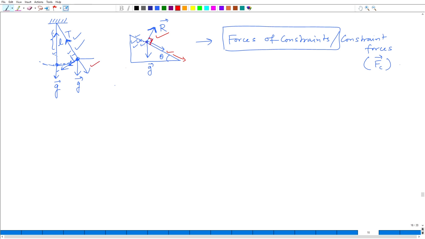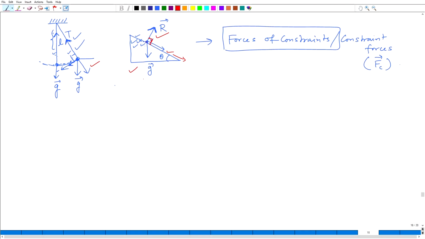In these two cases, if they are perpendicular to the infinitesimal displacements of the particle, then what will be the work done by those forces? The infinitesimal work done will also be 0, because F dot dr. So, I am just writing, F_c dot dr in both these cases, this one and this one, is equal to 0, and that is nothing but dW. So, this is 0. That means there is no work done due to these constraint forces.